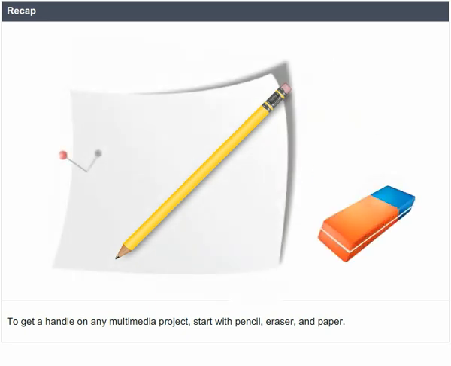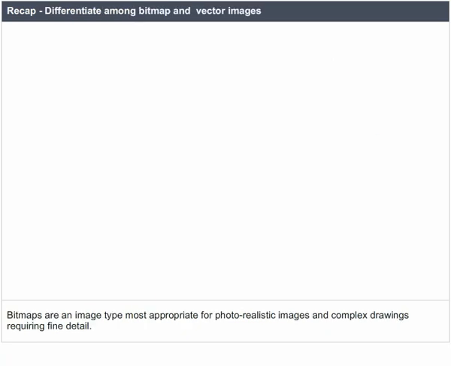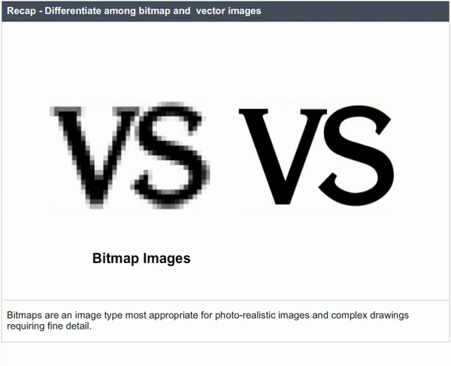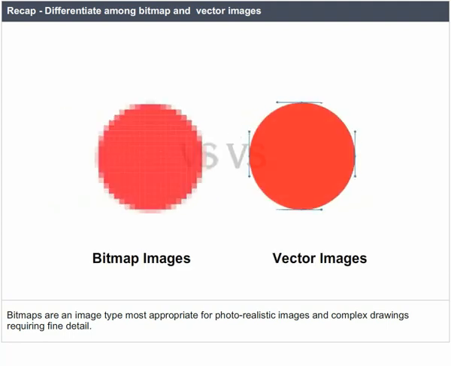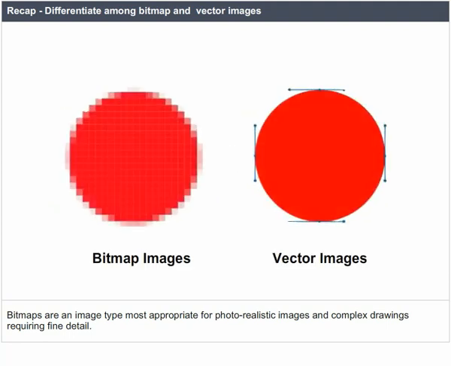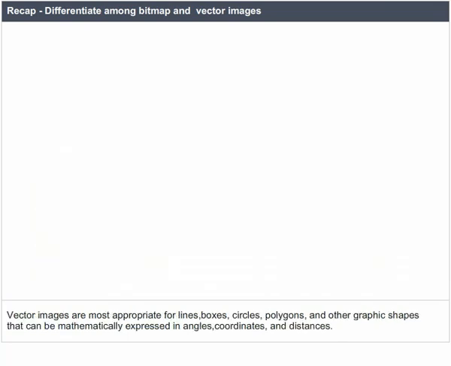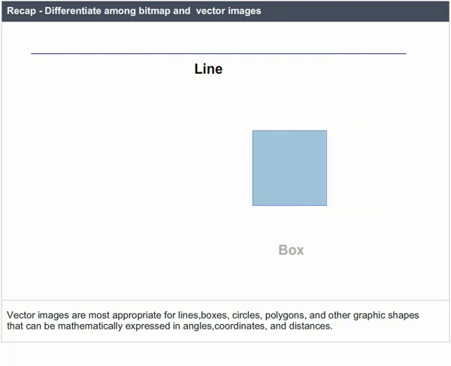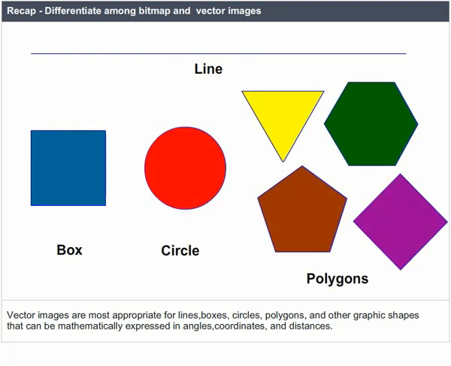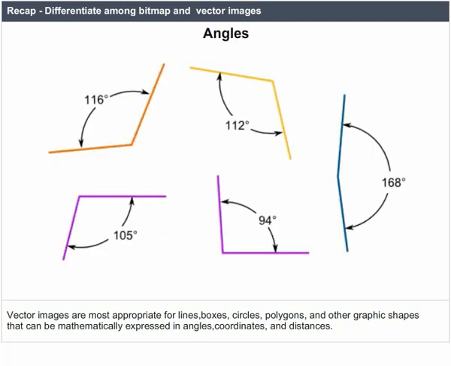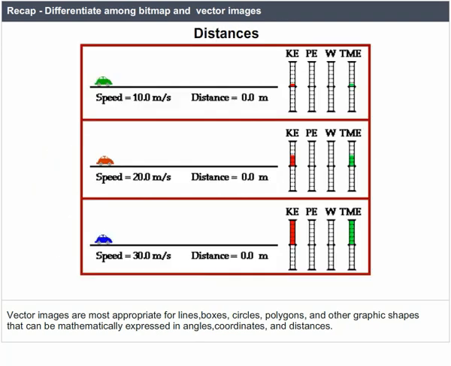Differentiate among bitmap and vector images. Bitmaps are an image type most appropriate for photorealistic images and complex drawings requiring fine detail. Vector images are most appropriate for lines, boxes, circles, polygons, and other graphic shapes that can be mathematically expressed in angles, coordinates, and distances. Use of colors and palettes in multimedia.